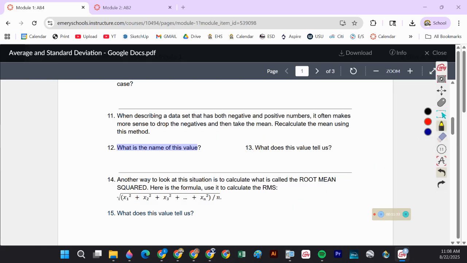So here is the formula for the root mean squared. Okay? You take your x value and you square it. That gets rid of the negative. And you do that for all of the x's.